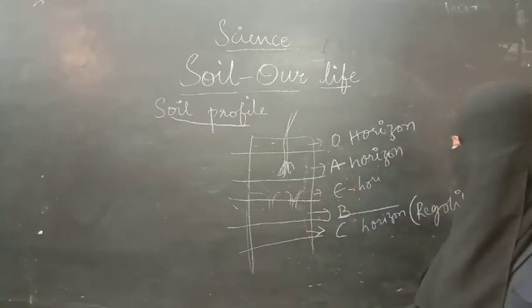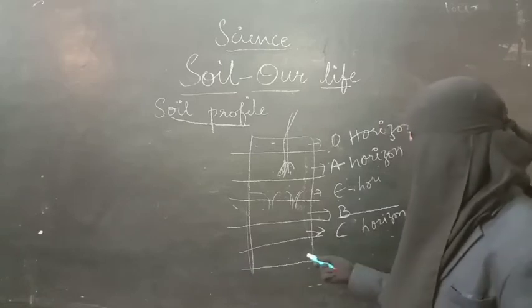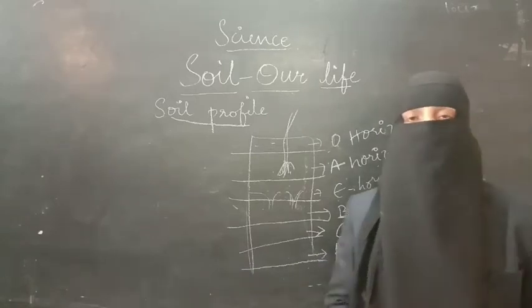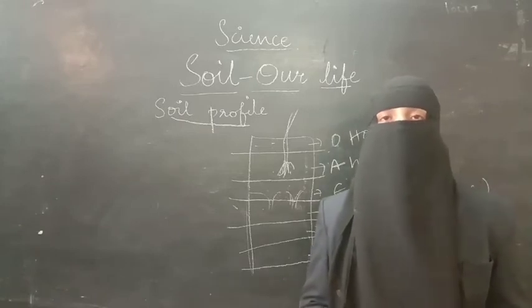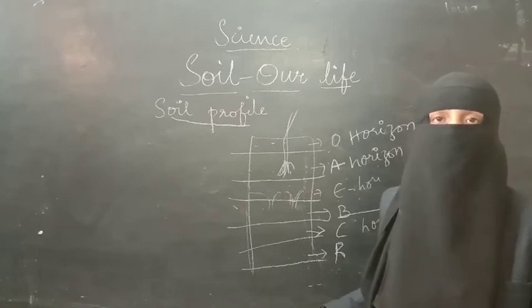And the last horizon, which is after the C horizon, is called the R horizon. It is the R horizon and the last horizon. The R horizon consists of only rock. Complete bedrock is present in this horizon, and the name of this R horizon is bedrock.